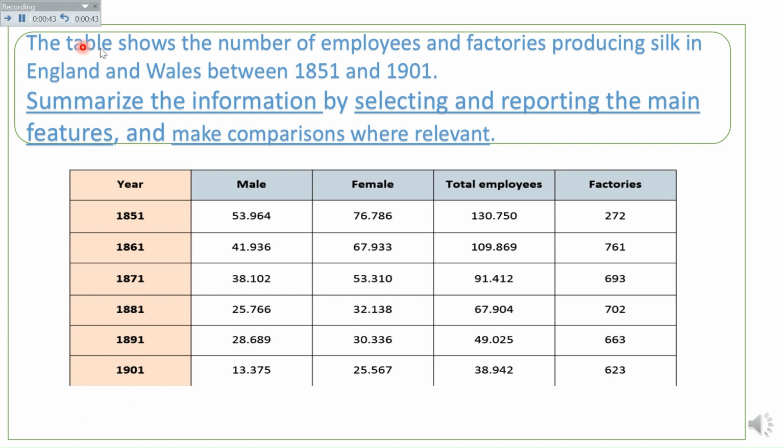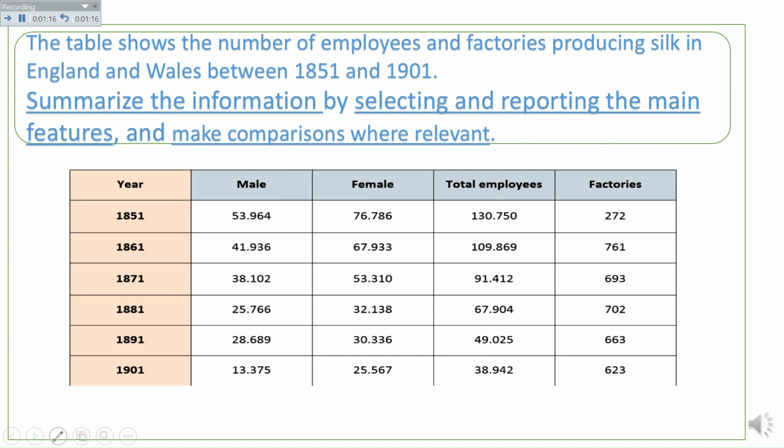It says the table shows the number of employees and factories producing silk in England and Wales between 1851 and 1901. Summarize information by selecting and reporting the main features and make comparisons where relevant. So this up here is a prompt that we need to solve. It's a task that is given, right? It's a table. It shows the number of years from 1851 to 1951, which is 50 years, right? It in total implies male and female and factories, right?